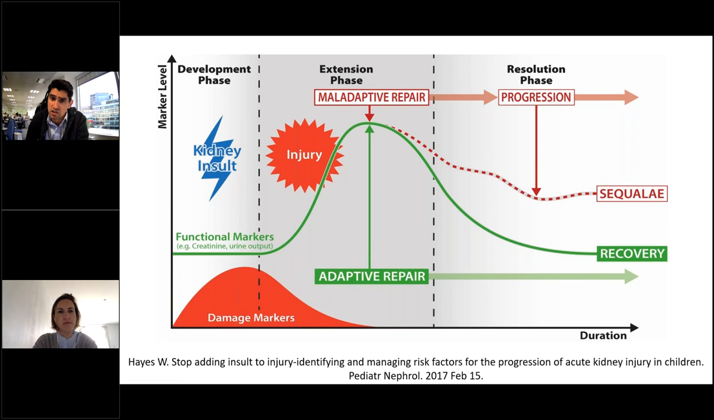whether we can try and help with an adaptive repair and continue with a full recovery, or whether, if this extension phase is prolonged and the acute kidney injury isn't addressed, it might lead to a maladaptive repair, resulting in recovery of kidney function, but not down to normal, and might lead to longer term consequences and sequelae. So our aim is always to try and promote an adaptive repair of our kidneys and improve our kidney function back to baseline, rather than helping them, if you like, limp through their episode of AKI with an increased chance of a maladaptive repair.